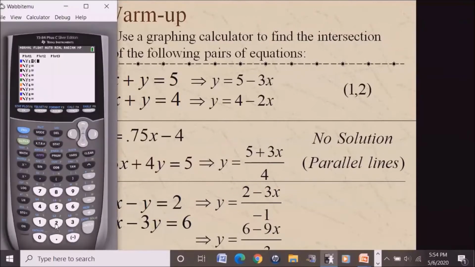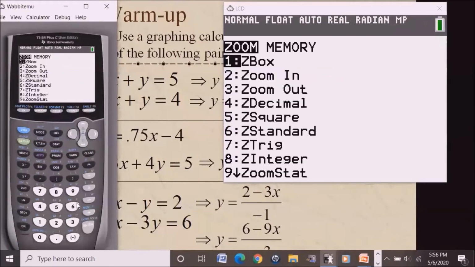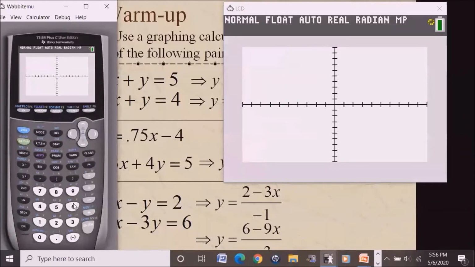When we put each of these into a graphing calculator, we want to use parentheses to set apart the numerator, 2 minus 3x in parentheses, divided by -1. And notice I'm going to use the negative sign at the bottom, -1. For the second equation, start with parentheses, 6 minus 9x, close parentheses for that numerator, divided by -3. Let's see what these graphs look like. Again, I'll start with a zoom 6, standard window, -10 to 10, -10 to 10. Here's the first graph, drawn in blue, and here's the second graph, drawn in red.